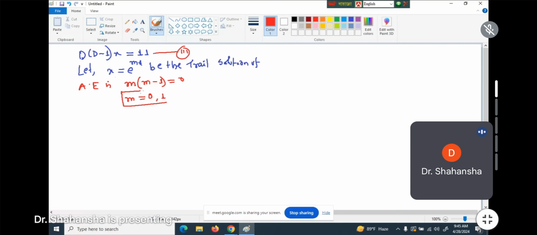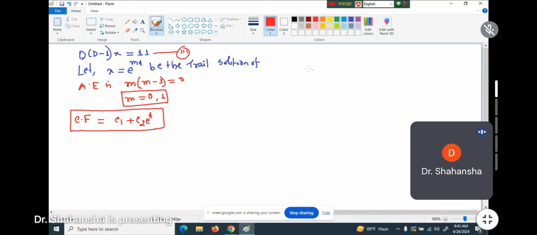So m equal to 0 and 1 are the roots. What is the nature of the roots, my dear friends? Unequal. So we can write CF means C1 plus C2 e to the power t. I believe all of my friends are clear up to CF. No question? No, sir.